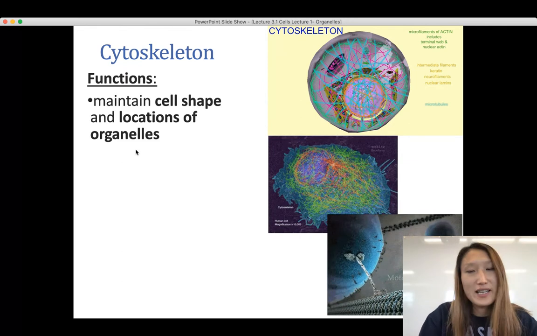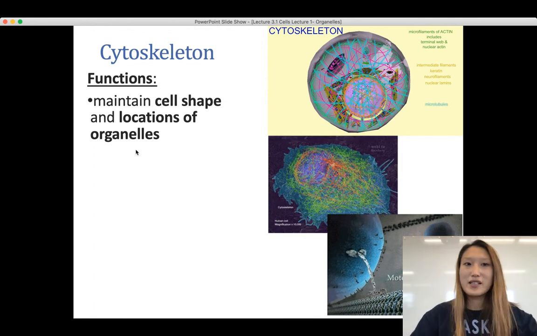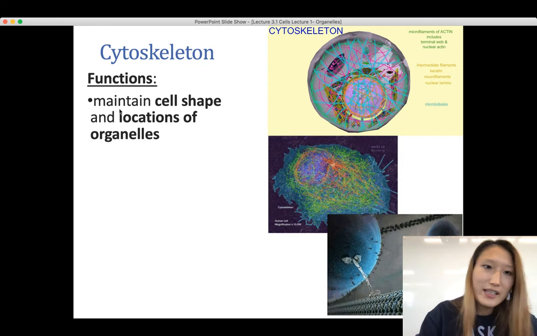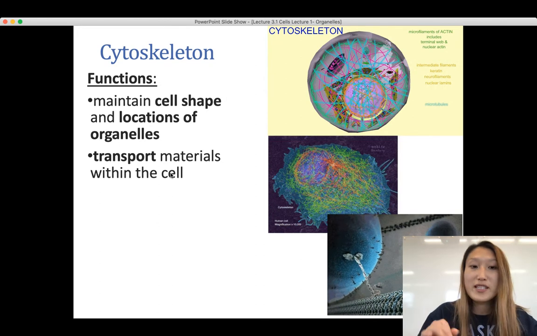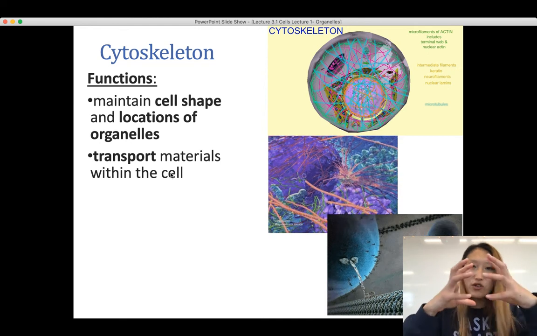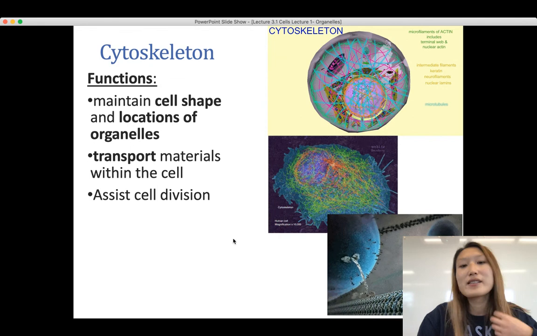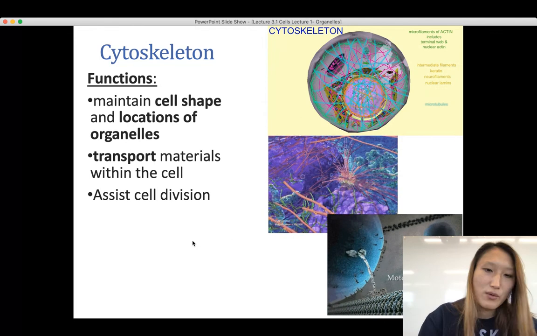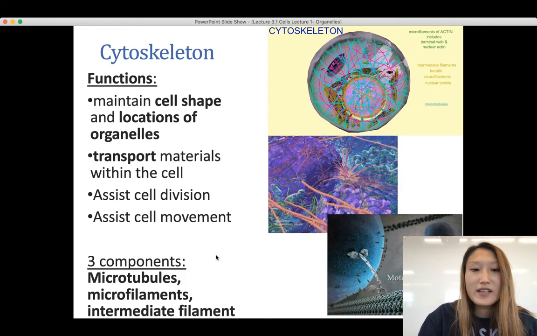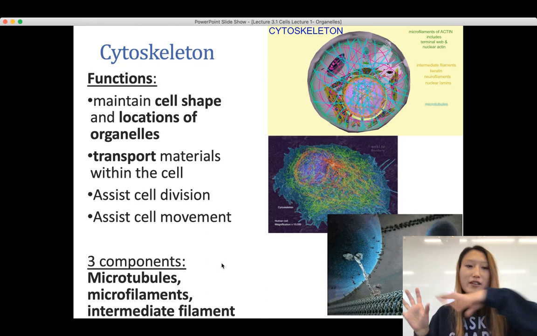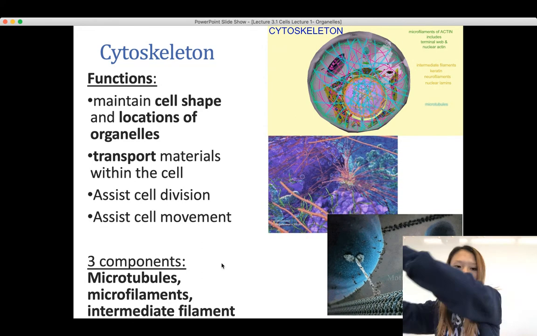Functions. It maintains the cell shape, right? It's kind of like the people's skeleton, except this is cell skeleton. Maintains cell shape and locations of the organelles. It allows the transport of material within the cell. That's what I was talking about with the vesicles moving along the cytoskeleton. Assists cell division. We'll talk about that in the future when we talk about cell division. Assists cell movement. So with the pseudopods, the reason why the pseudopod can extend in a certain direction is because the cytoskeleton will move in that direction.